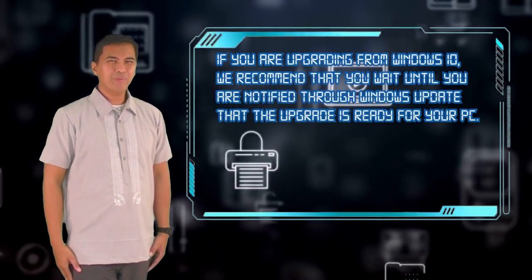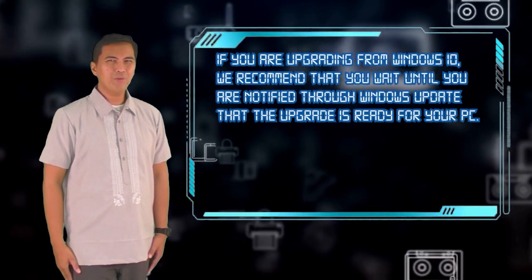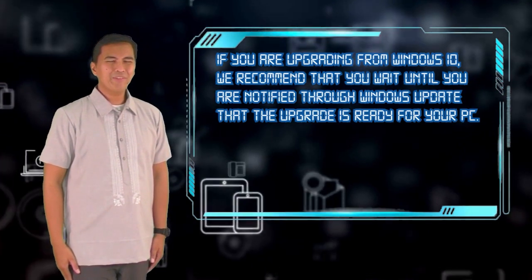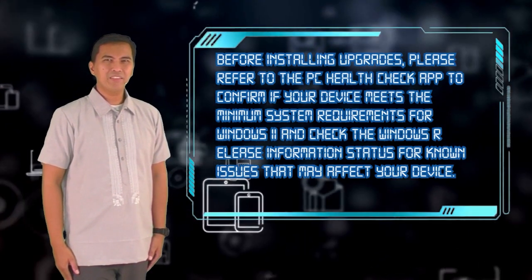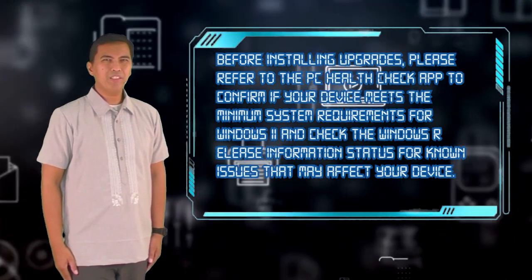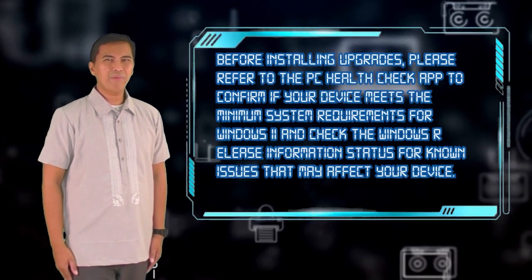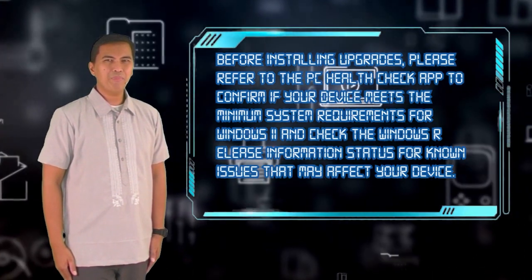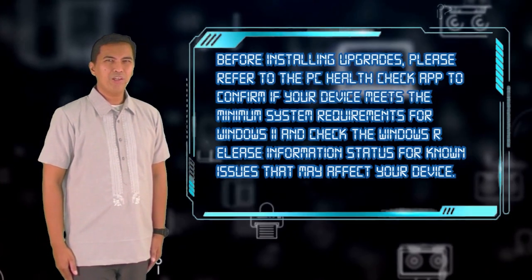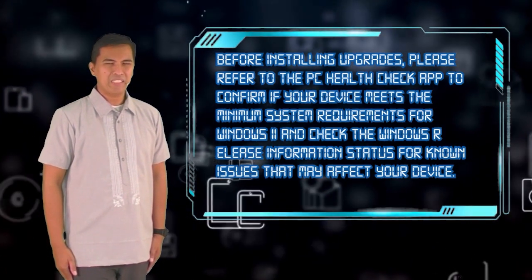If you are upgrading from Windows 10 to Windows 11, take note of the following. It is recommended that you wait until you are notified through Windows updates that the upgrade is ready for your PC. Before installing upgrades, please refer to the PC Health Check app to confirm if your device meets the minimum system requirements for Windows 11. And check the Windows Release Information status for known issues that may affect your device.